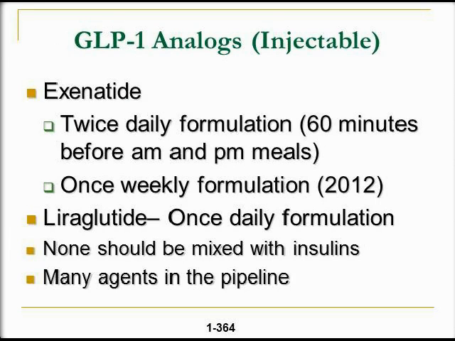All right, the GLP-1 agents, glucagon-like peptide 1. This is another agent class in the incretin system. These agents are by injection only at this time, subcutaneous injection. Exenatide was the first agent approved several years ago. It had a twice daily formulation that you had to take within 60 minutes before your morning and evening meal. And last summer they came out with a once weekly formulation of the agent.